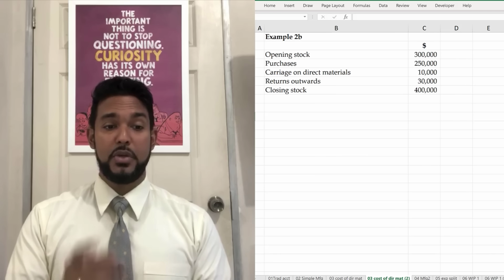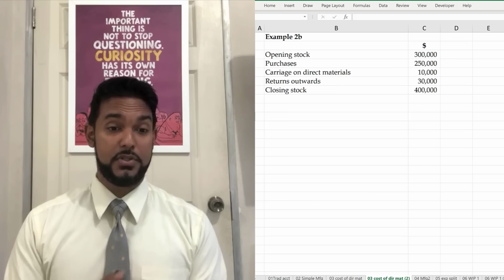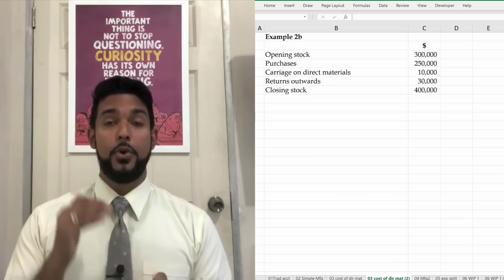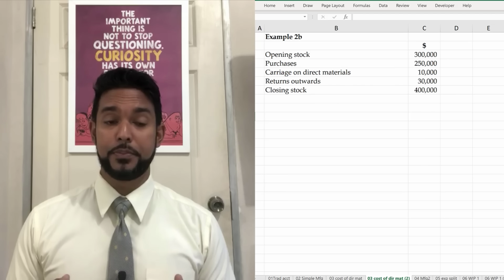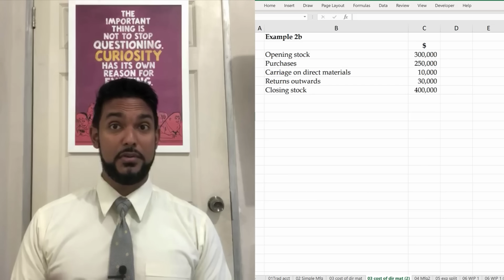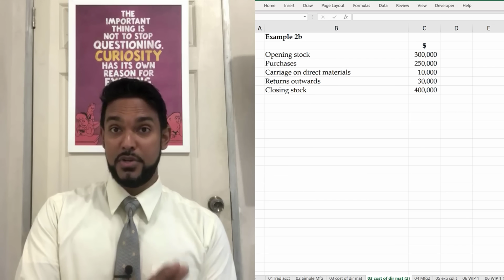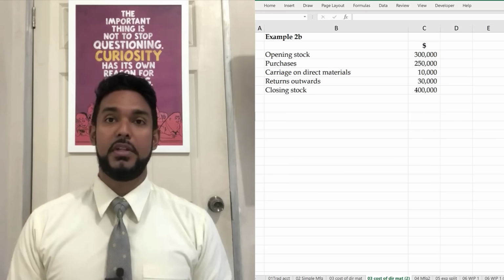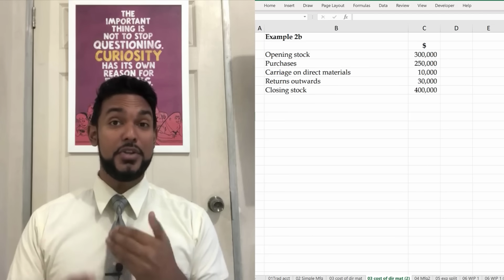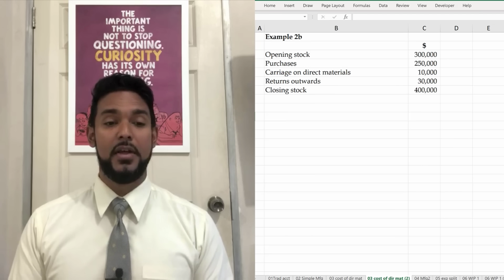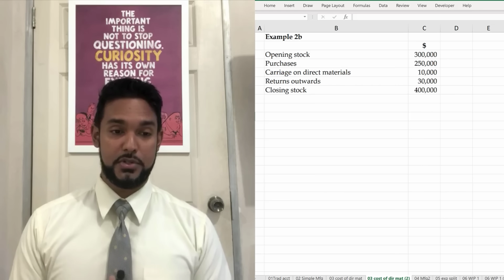All right, so in example 2, we have opening stock, purchases, carriage on direct materials, and returns upwards in addition to closing stock. So remember, carriage is basically their way of saying delivery or transportation. And I've seen them use the word transportation of materials, delivery of materials. So remember, we add that to the purchases figure. Like if you call for delivery for food from home, you'd have to pay not just for the food, but for the delivery, which would increase the total amount of money you have to spend. Hence, that is why we include or we add the carriage on raw materials to the purchases.